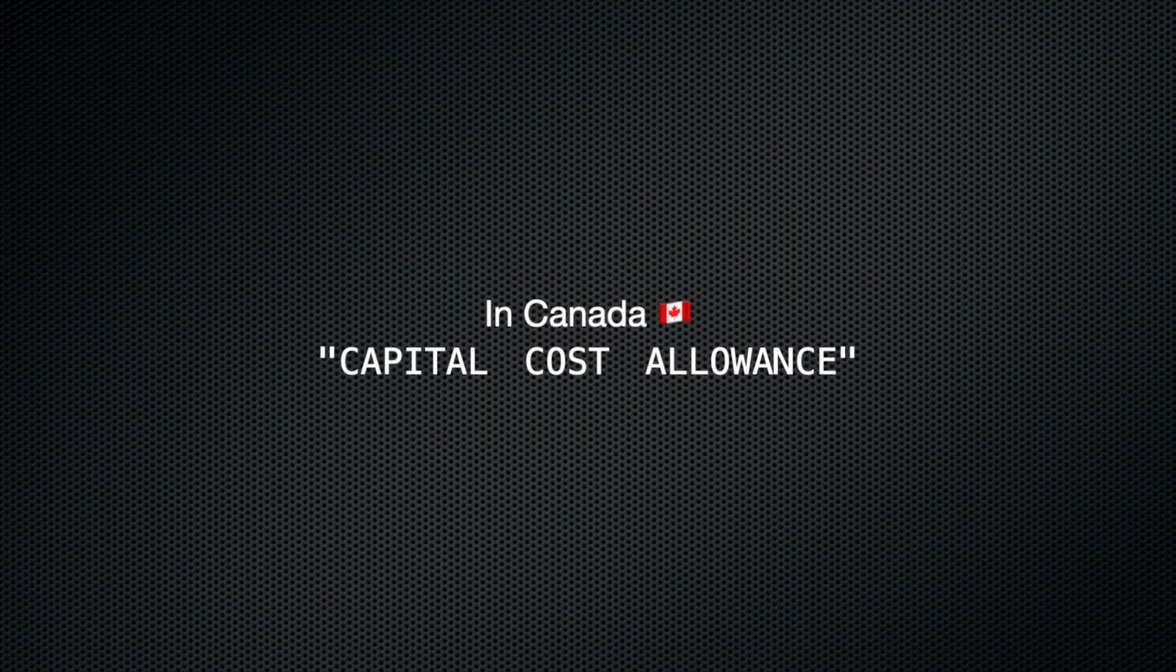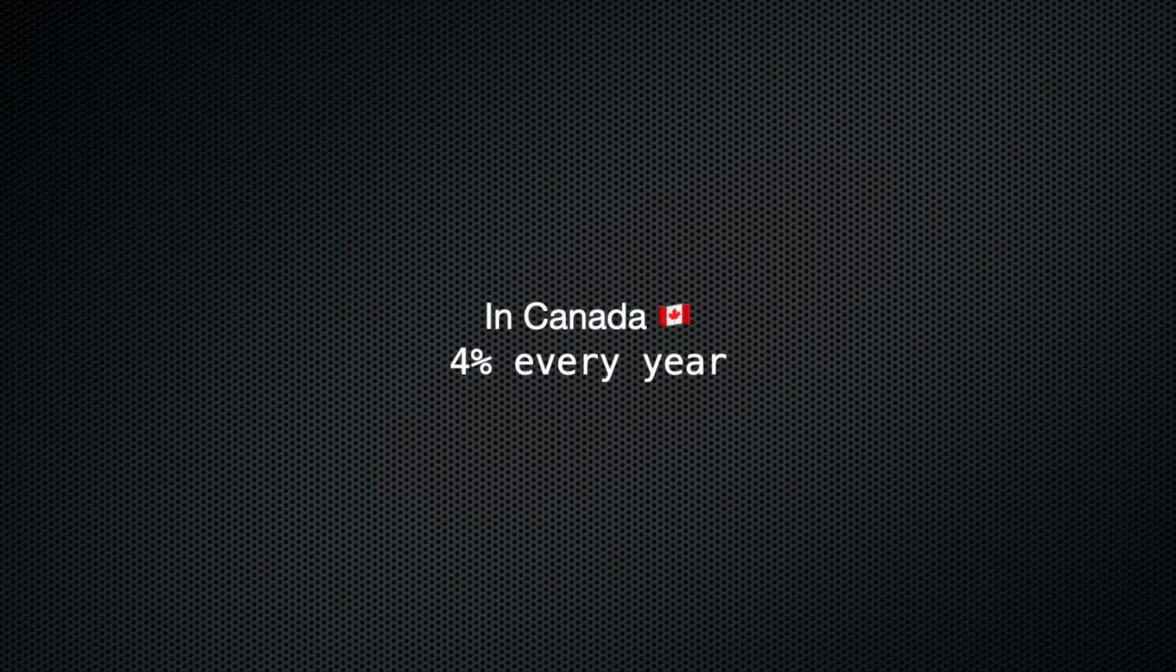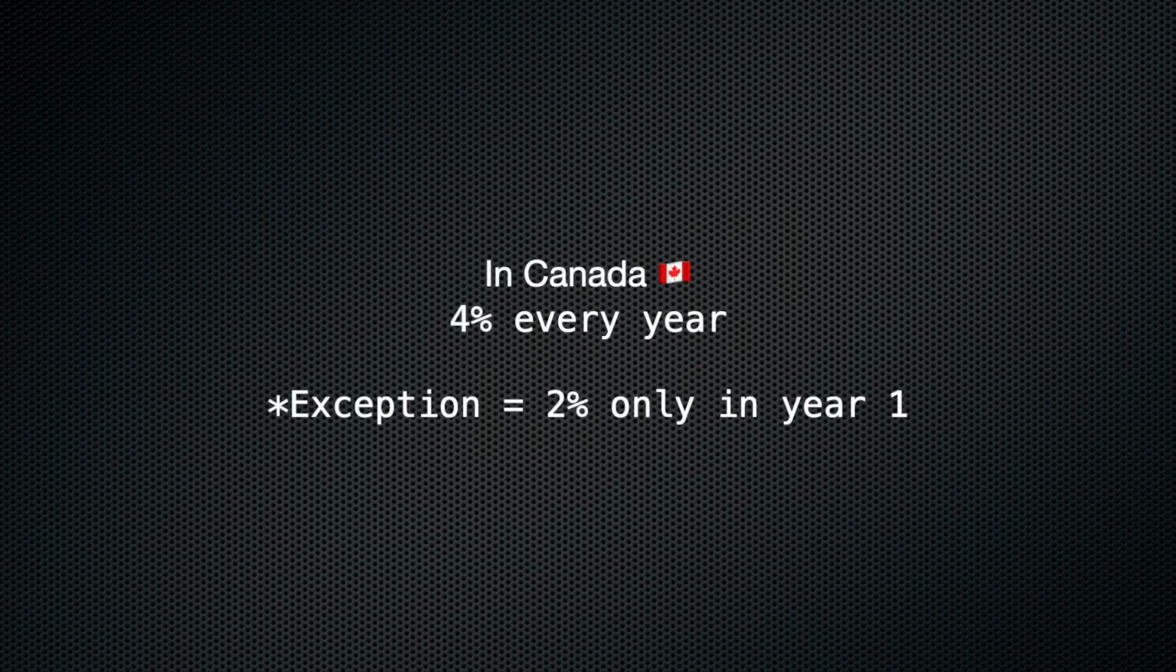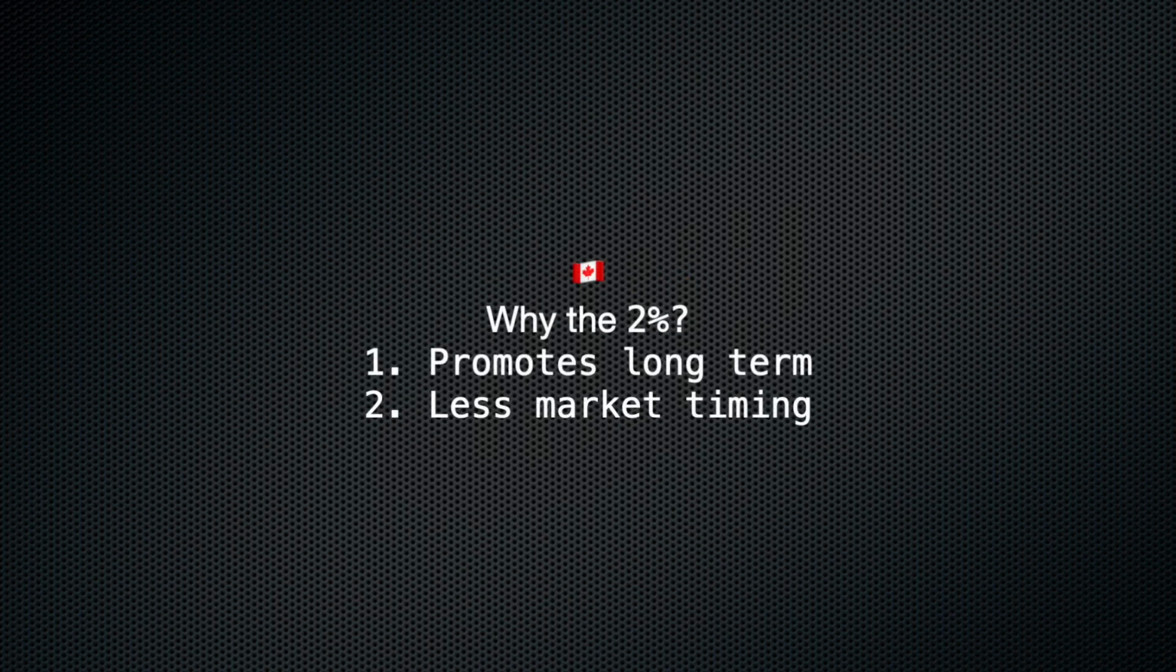Now, the system for depreciation in Canada is different. In Canada, property depreciation is called capital cost allowance. And it is done at a percentage of value of 4%. So, you can depreciate your building by 4% of its remaining value each year. The only exception is with the first year, which is done with a rate of 2% on the total depreciable base. Why the 2%? 1.